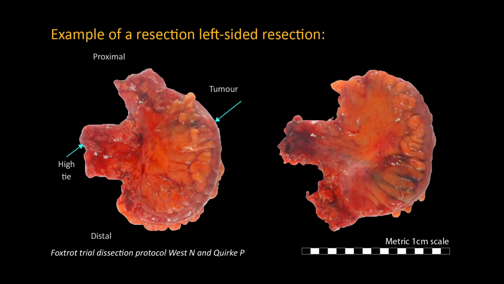Here is an example of a left-sided resection. Again, the tumour, proximal and distal margins, and the high tie to enable us to orientate ourselves effectively. And most importantly, a metric 1 centimetre scale, so we can calibrate subsequently and do measurements like high tie to the nearest bowel wall and high tie to the tumour.